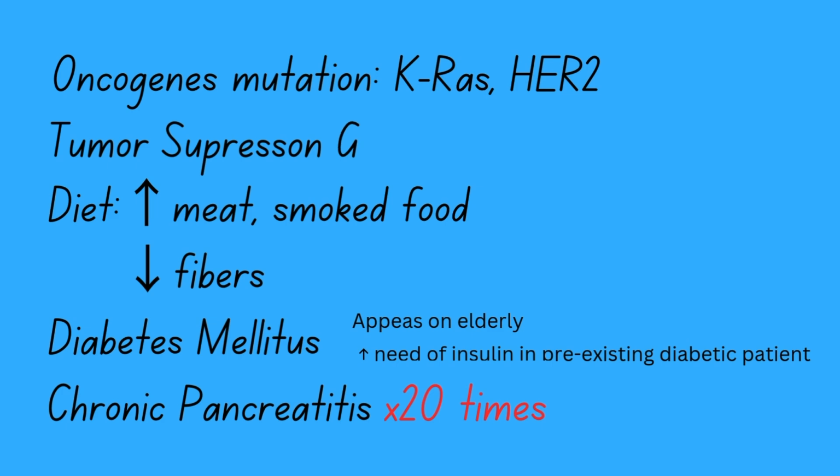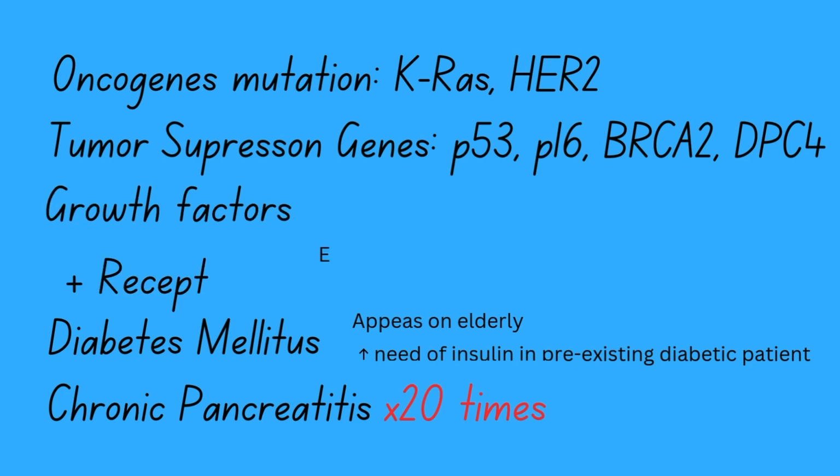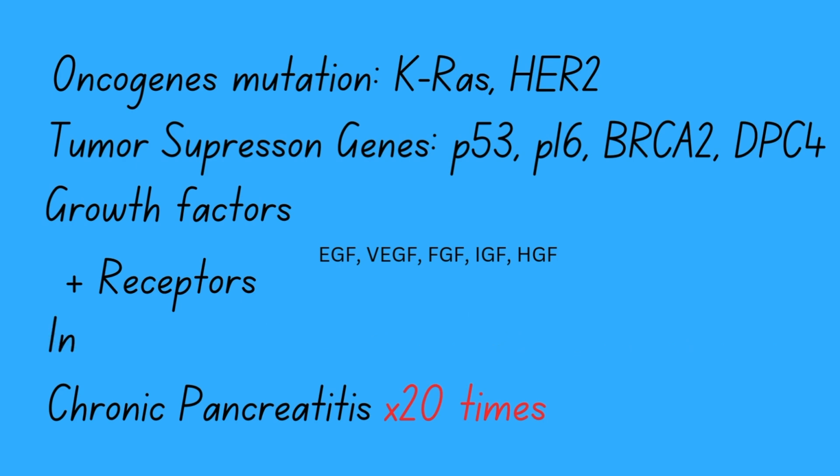Mutation or deletion of tumor suppressor genes like P53, P16, BRCA2, and DPC4. Changes are also noted on the expression of the growth factors along with their receptors. For example, epidermal growth factor, vascular endothelium growth factor, fibroblast growth factor, insulin-like growth factor, and lastly, hepatocyte growth factor.